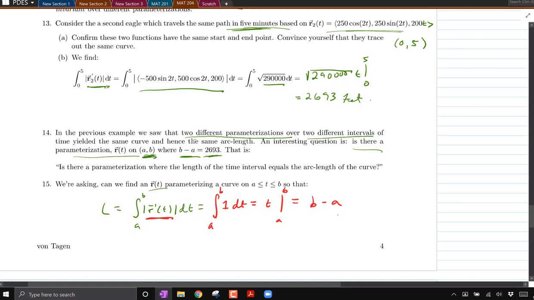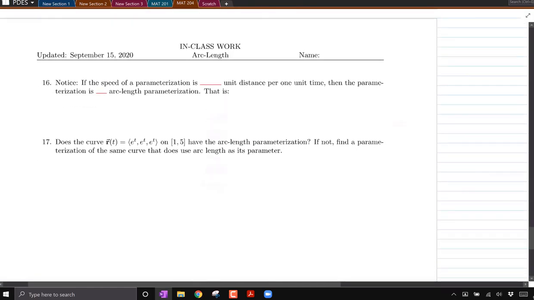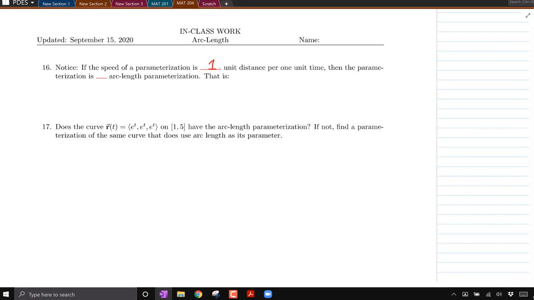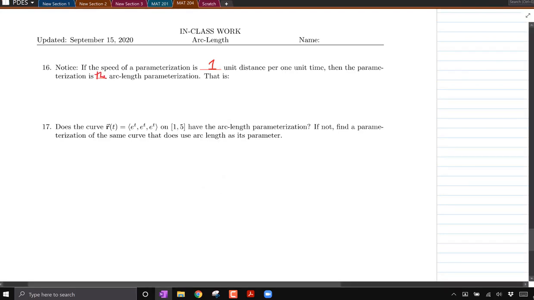Okay. So if this were the case, we would say that this curve has what we call the arc length parameterization. I'm going to say that formally on the next page. So if the speed of the parameterization is 1 unit distance per 1 unit time, and notice that we're putting our own units on time to force it so that we travel 1 unit of distance per 1 unit of time, then the parameterization is called the arc length parameterization.